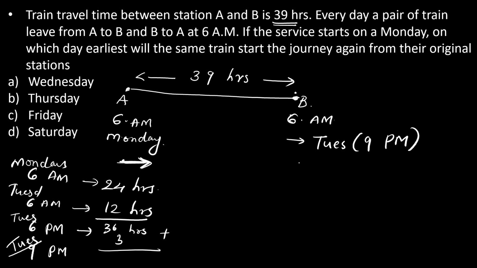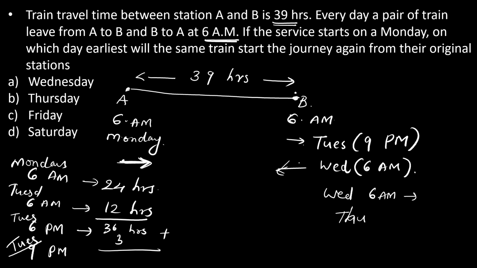Now will it start again from B to A at 9 p.m. on Tuesday? No, it will start the service only at 6 a.m. So it will wait till next morning, and on Wednesday morning 6 a.m. it will start the journey. Now when will it reach A? Again it takes 39 hours. Wednesday 6 a.m. it started the journey. Then it will reach at Thursday 9 p.m.